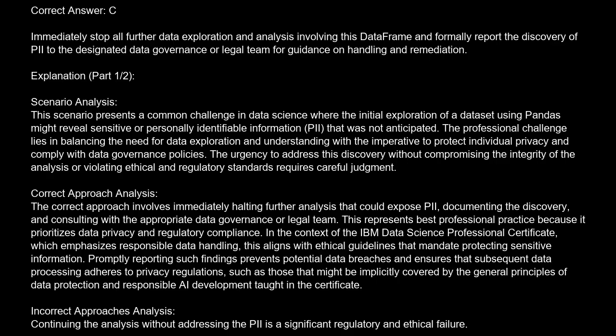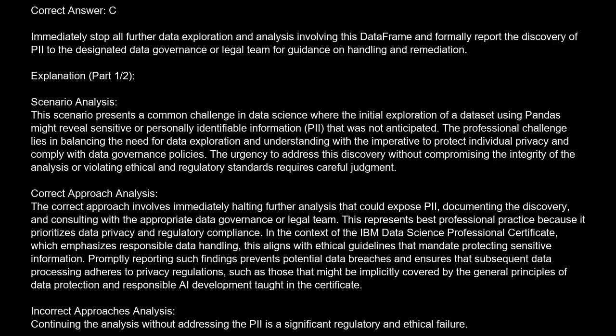Correct approach analysis. The correct approach involves immediately halting further analysis that could expose PII, documenting the discovery, and consulting with the appropriate data governance or legal team. This represents best professional practice because it prioritizes data privacy and regulatory compliance. In the context of the IBM Data Science Professional Certificate, which emphasizes responsible data handling, this aligns with ethical guidelines that mandate protecting sensitive information.